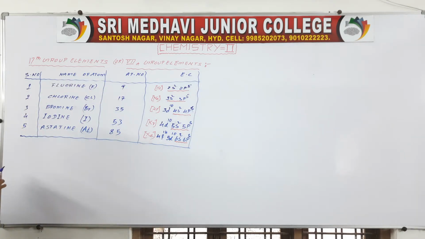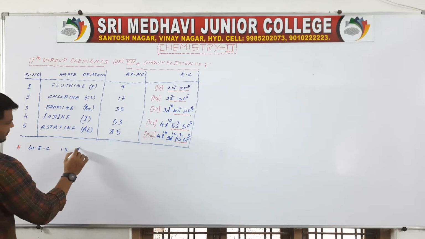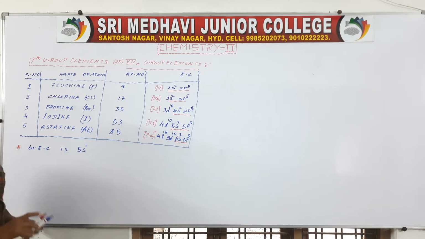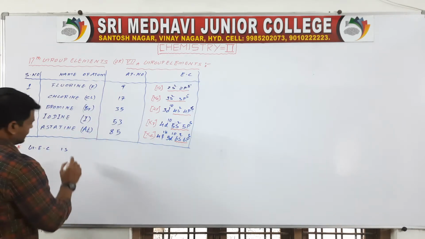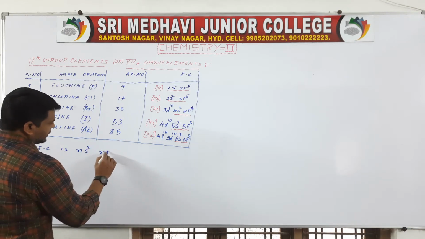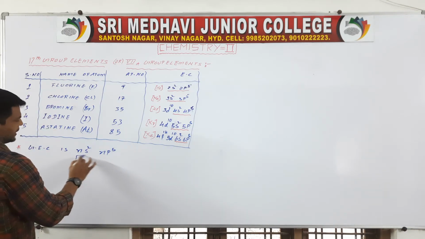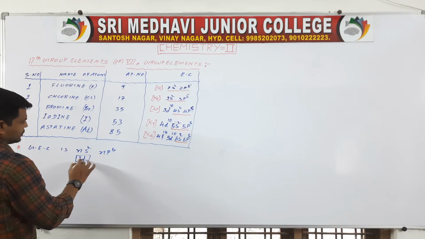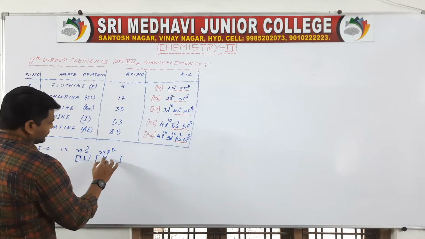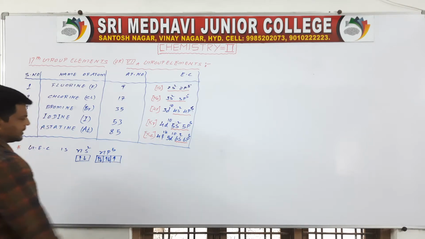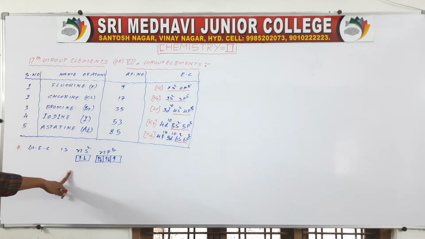So here the general electronic configuration is ns2 np5. In s, how many electrons? 2. In p, how many electrons? 1, 2, 3, 4, 5. So this is the general electronic configuration.